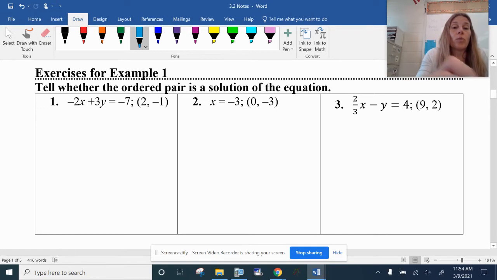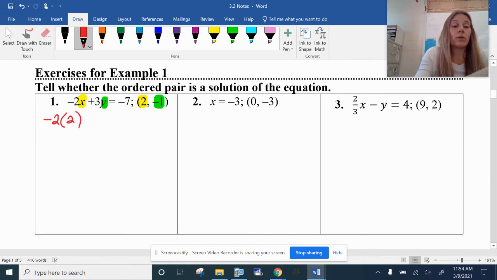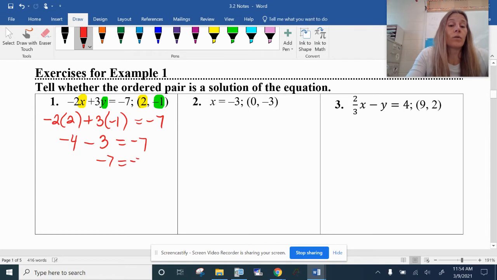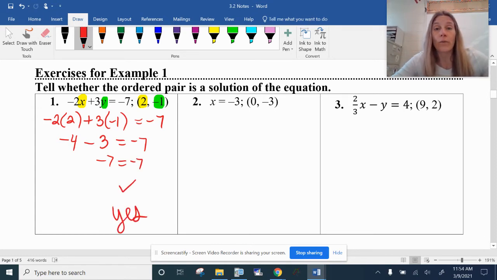So if I'm going to check number 1, I want to put the 2 in for my x, and I'm going to put this -1 in for the y. So I would then have -2 times 2 plus 3 times -1, and hopefully that will equal -7. So -2 times 2 is -4, 3 times -1 is -3, and that does equal -7. So yes, the point or the ordered pair 2, -1 would be a solution to that equation.